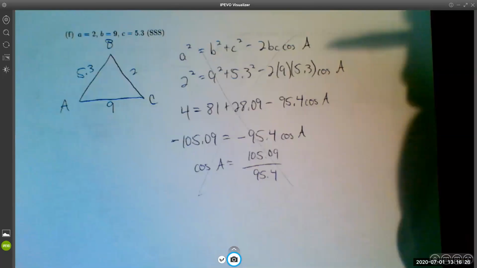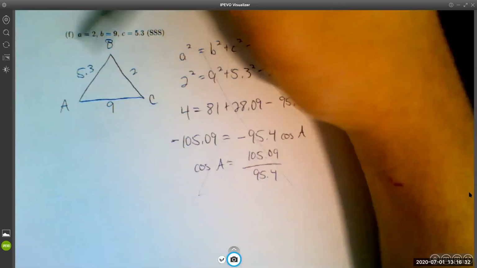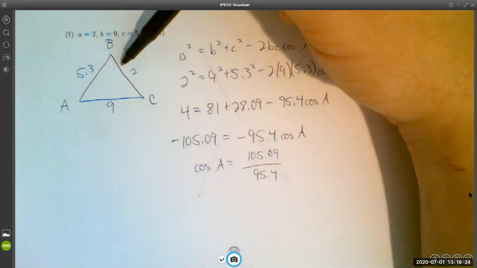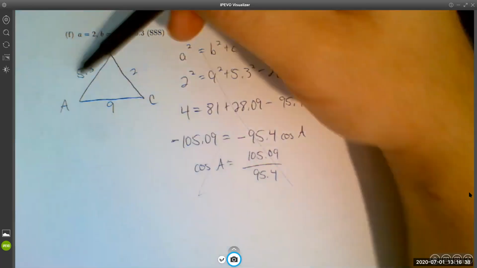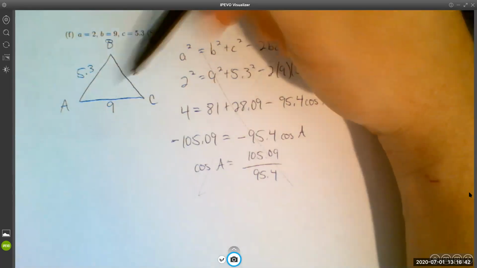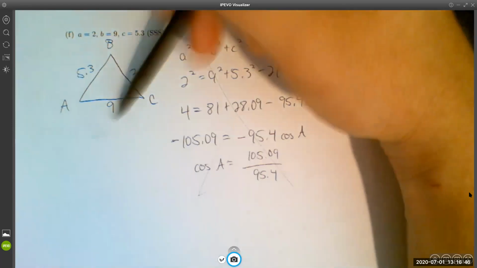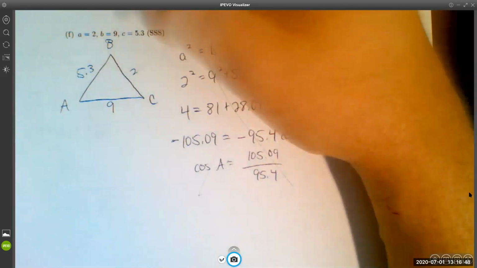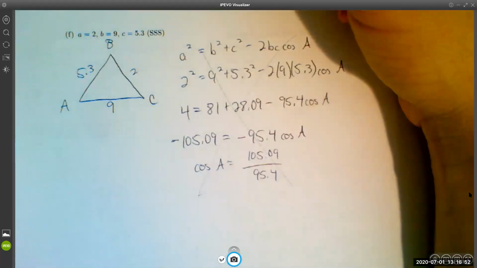Sorry, I wasn't expecting that, so I had to pause and think about why this was happening. But it makes sense, right? The sum of two sides of a triangle has to be more than the third side of the triangle. And here we're only going to get 7.3. 7.3 is not more than 9. So yeah, this is not a possible triangle. So there you go.